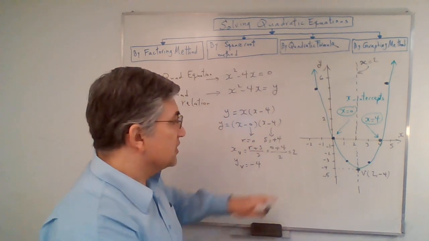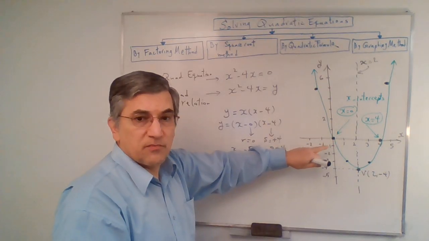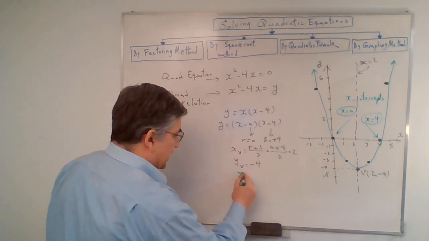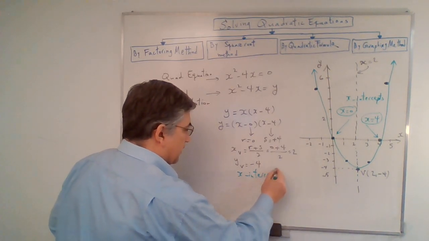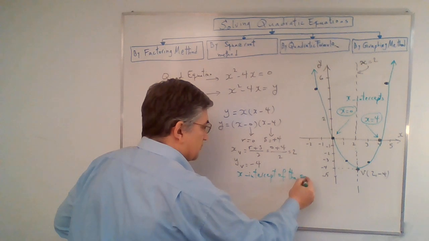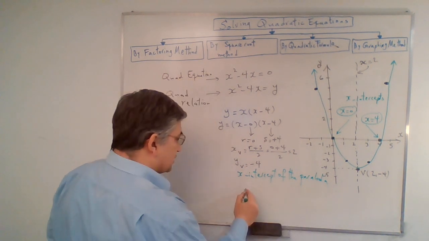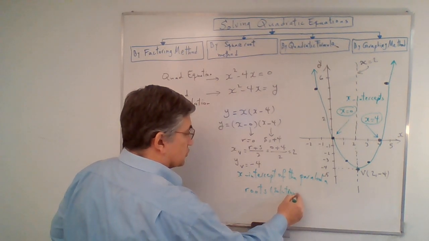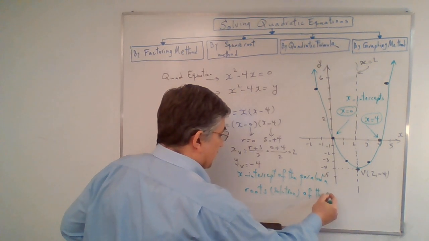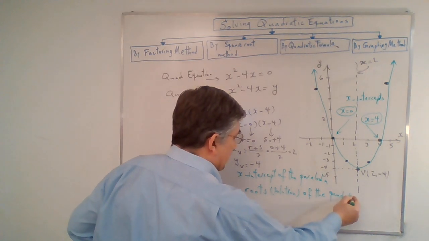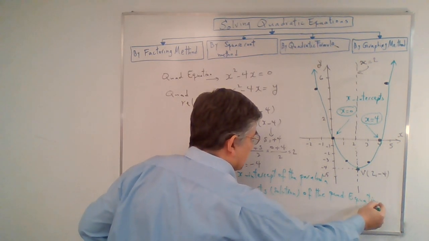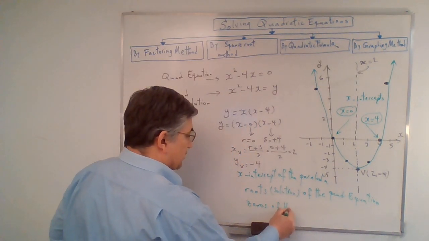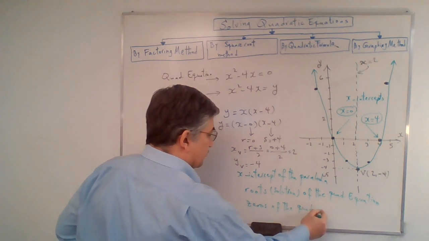So the x-intercepts of the graph are actually the roots of the quadratic equation. So I write here: x-intercepts of the parabola are actually the roots, or solutions, sometimes we call them solutions, of the quadratic equation. And now that I'm talking about this, let me add that we actually call them the zeros of the quadratic relation.